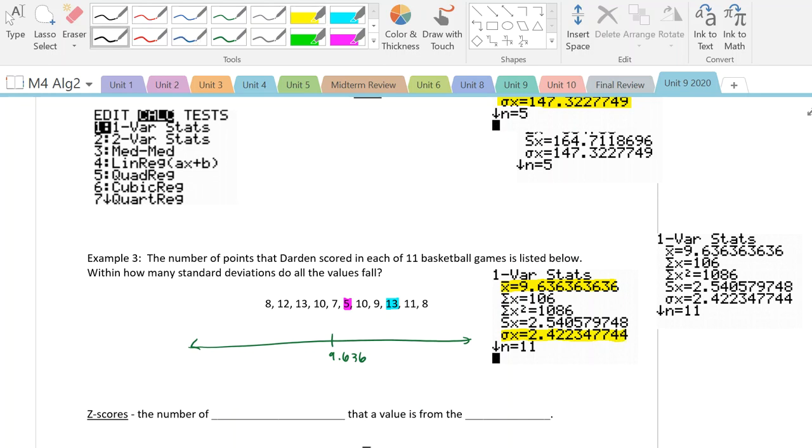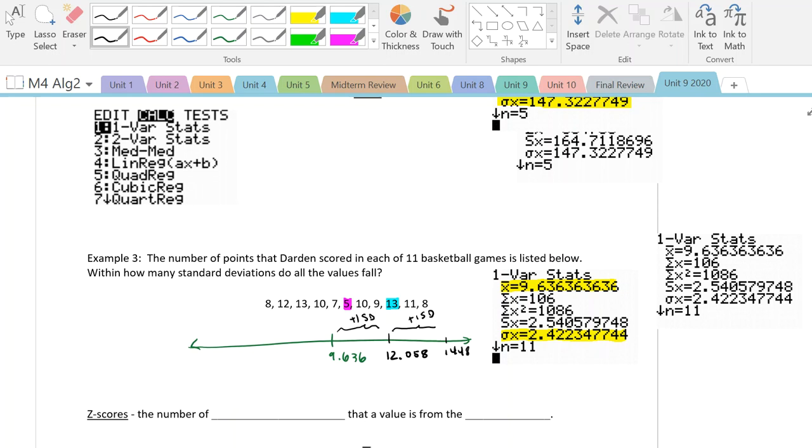So, one standard deviation above that mean would be 9.636 plus 2.422, which would be 12.058. That does not encompass all of it because he had one game where he scored 13 points. So I add another standard deviation above. These are one standard deviation above, that's why I wrote a plus. And that would be 14.48.